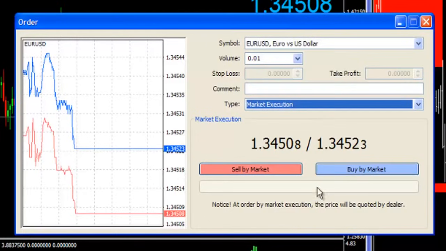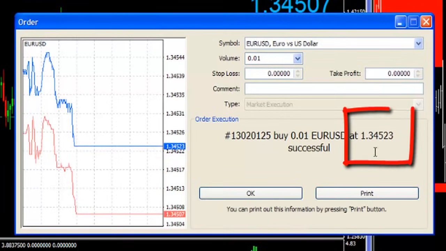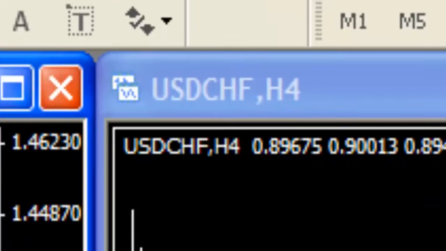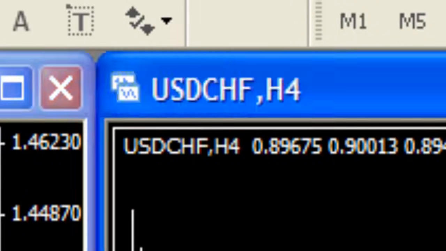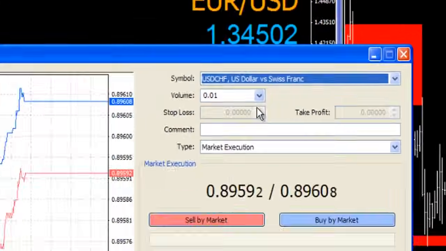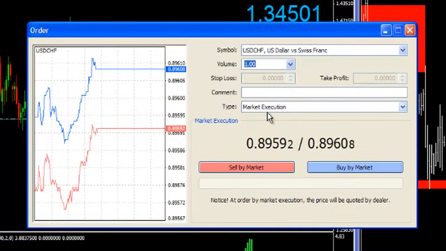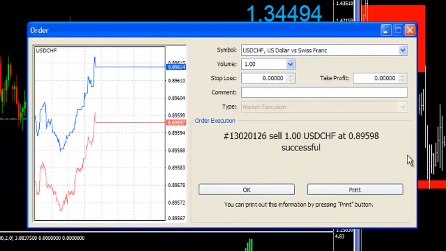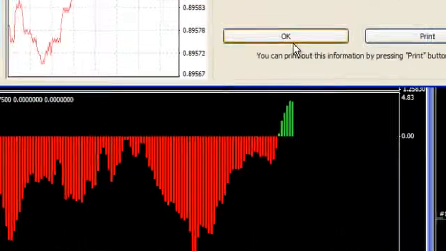Please note the bid and ask are displayed here. Let's take a buy order on this currency pair. Our order has been confirmed at this price here. Click OK. Let's also take a sell order as well on another currency pair, the US Swiss. Click New Order, select the volume size, and then proceed to execute the sell by market order. The order has been successfully entered at this price here.